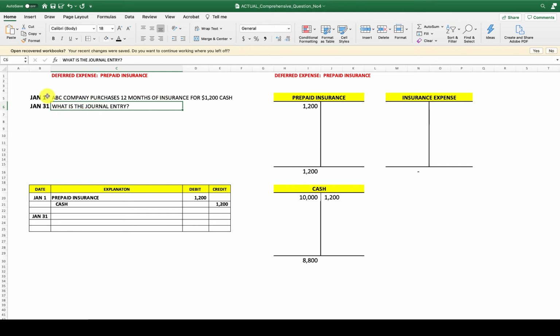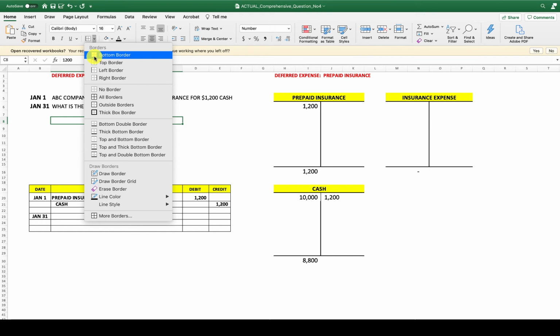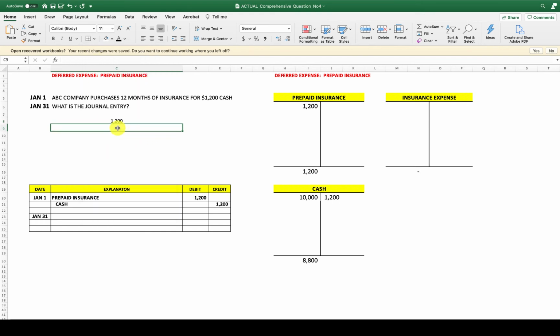What happens between January 1st and January 31st? The only thing that happens is we use insurance. And here's the key. How much insurance did we use? Did we use 12 months worth of insurance? No, we used 1 month's worth of insurance. So if $1,200 represents 12 months worth of insurance, if I take $1,200 and I divide it by 12, right? If I divide $1,200 by 12, what do I get?